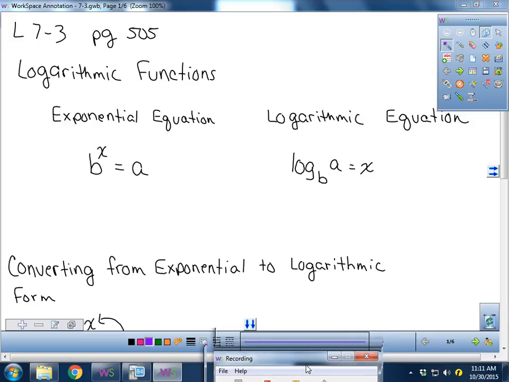Okay, so we're talking about logarithmic functions. We have two ways you can write things. We have exponential, and we have logarithmic. If you will notice between the two, if you have an exponential, then that points to you having an exponent. If you have logarithmic, then that should give you a clue that there's going to be a log. So we're going to practice writing from exponential into logarithmic and vice versa.